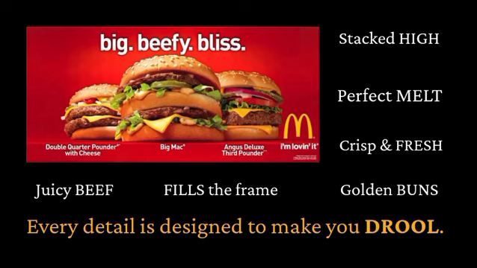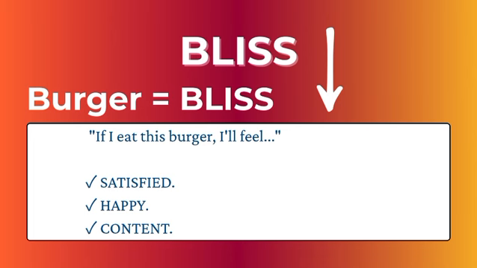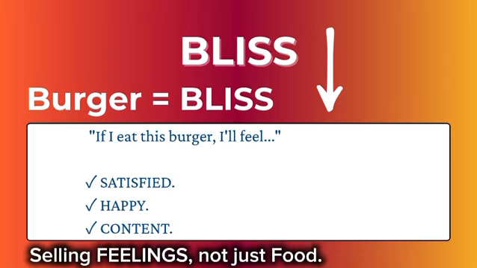This is emotional marketing. They are not selling burgers. They are selling the experience of satisfaction. That's what desire is all about. Making you feel like you need this product. And that word at the top, bliss, that's not about food. That's about feeling. They want you to think, if I eat this burger, I'll feel pure bliss. I'll feel satisfied, happy, content. This is selling feelings, not just food.